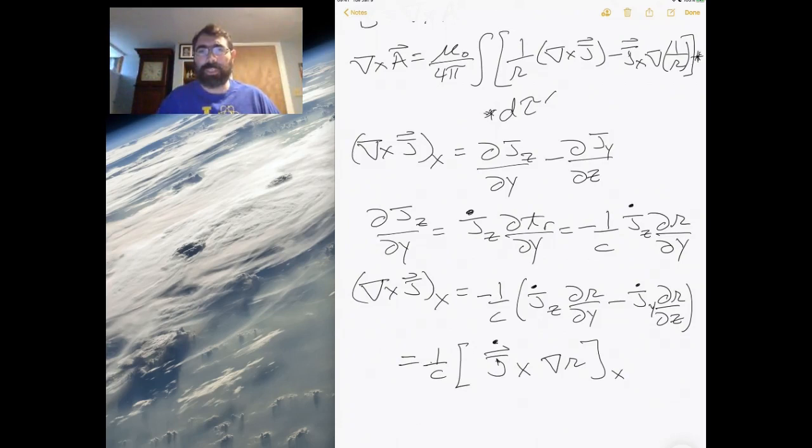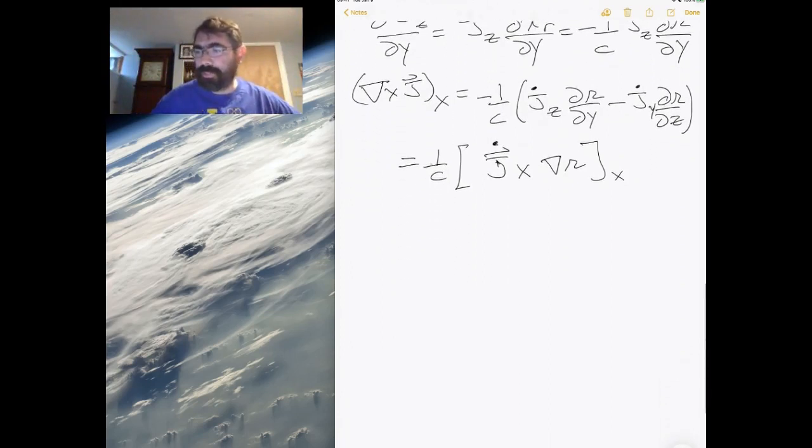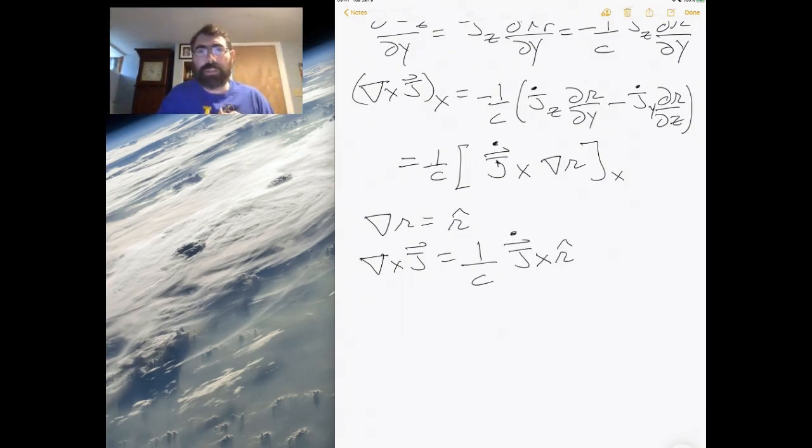When you take the curl of the current, you're actually going to get the time derivative of the current crossed into the gradient of the difference in position. And so now if we put in a couple of the other pieces, the gradient of r, we said, is r hat. The curl of the current is now 1 over c, the time derivative of the current crossed into the r direction. The gradient of 1 over r, we said before, was minus r hat over r squared.